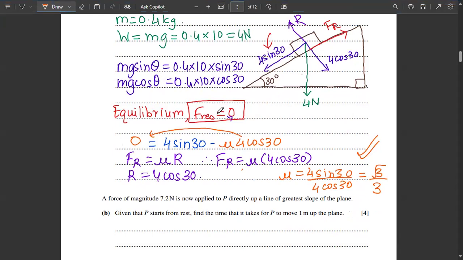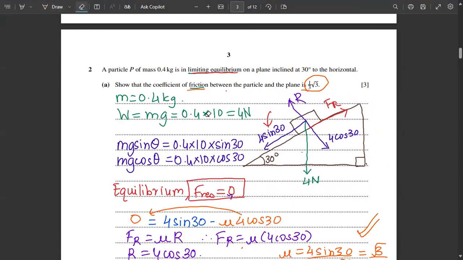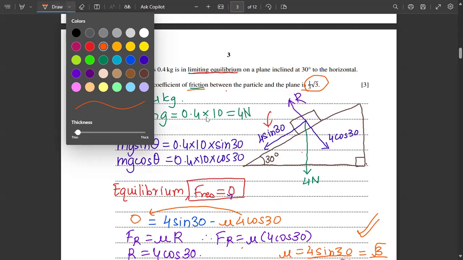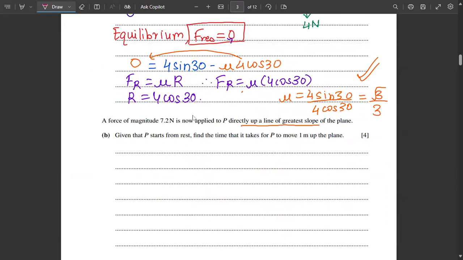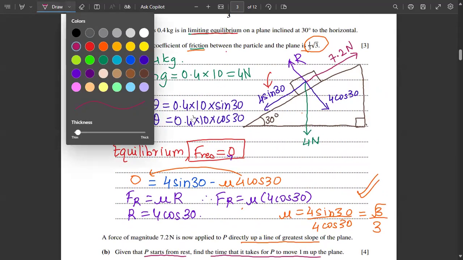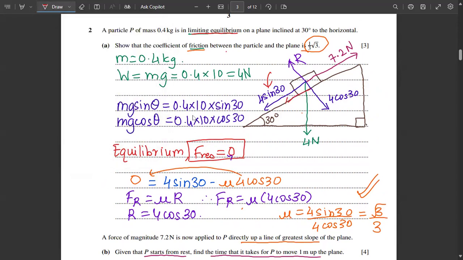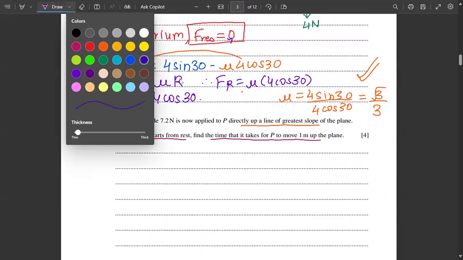A force of magnitude 7.2 Newton is now applied directly up a line of greatest slope. Okay. So now we will have to change this Fr. Now this Fr will no longer act upwards. Why? Because there is a new force introduced right here, and that is 7.2 Newton. Given that P starts from rest, find the time it takes for P to move 1 meter up the plane. So now because the particle is moving up, the frictional force will start to act downwards. And now there will be acceleration as P starts to move.